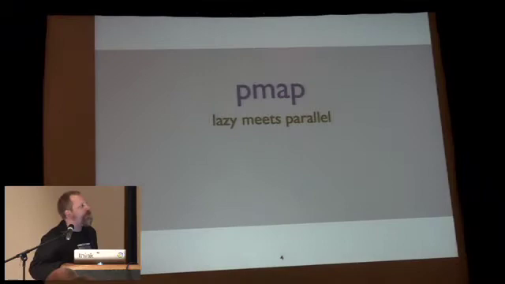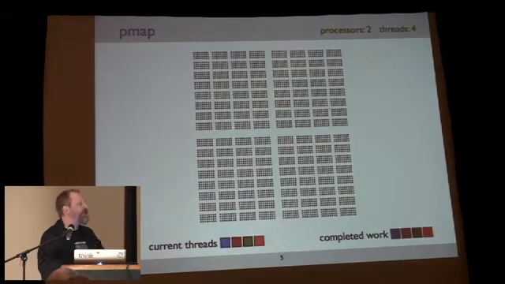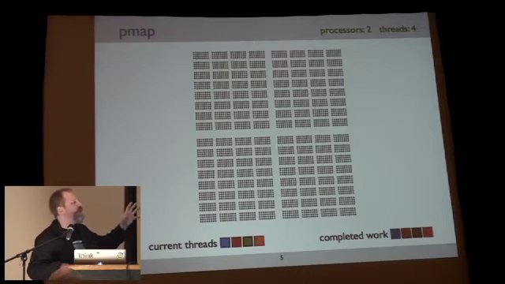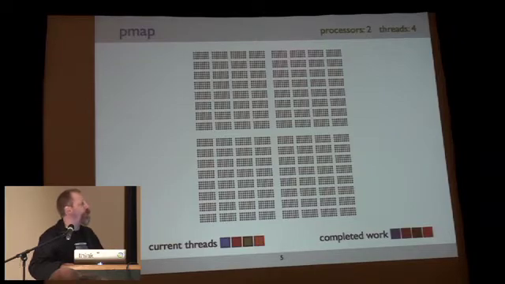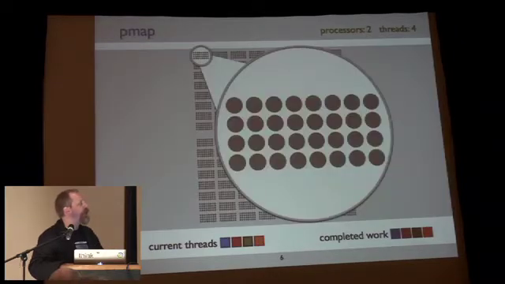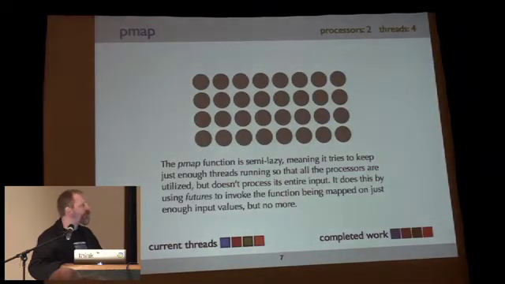All right, so pmap: lazy meets parallel. You're going to be seeing a lot of this particular slide. This just represents data that we'll be mapping or reducing over, 4,096 individual points, which sort of hurts Keynote. But we're going to focus on a small subset of that to begin with.